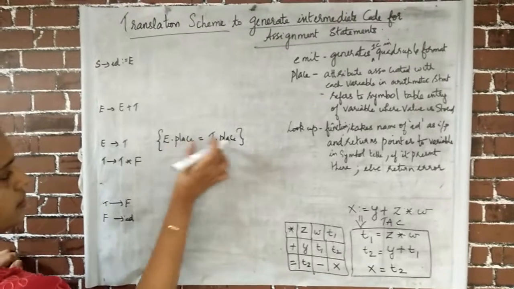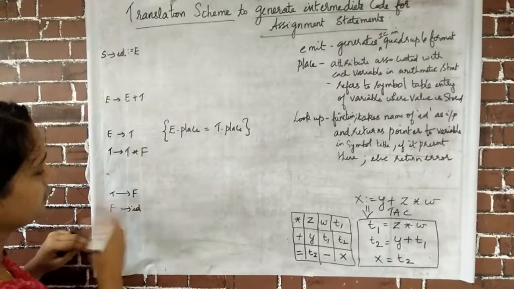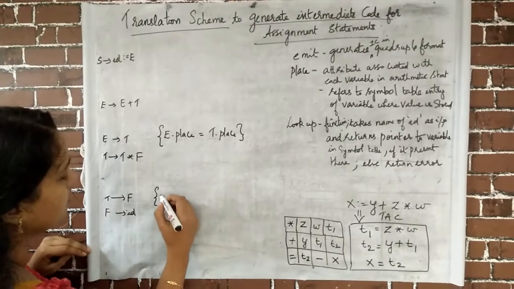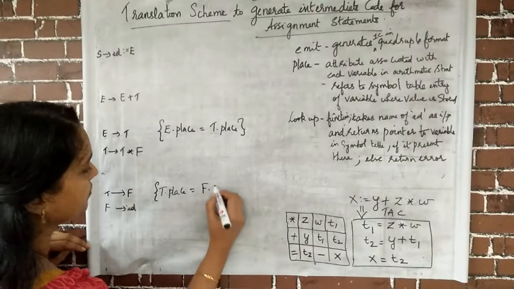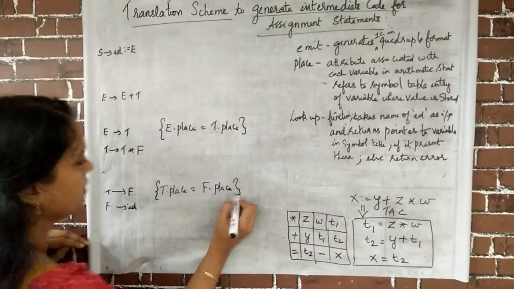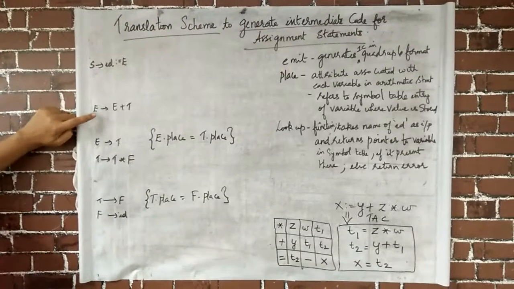So e.place is equal to t.place. Likewise here also we have a statement which is just copying its value. So here t.place is equal to f.place. Okay. Now let us write the translation scheme for this one.